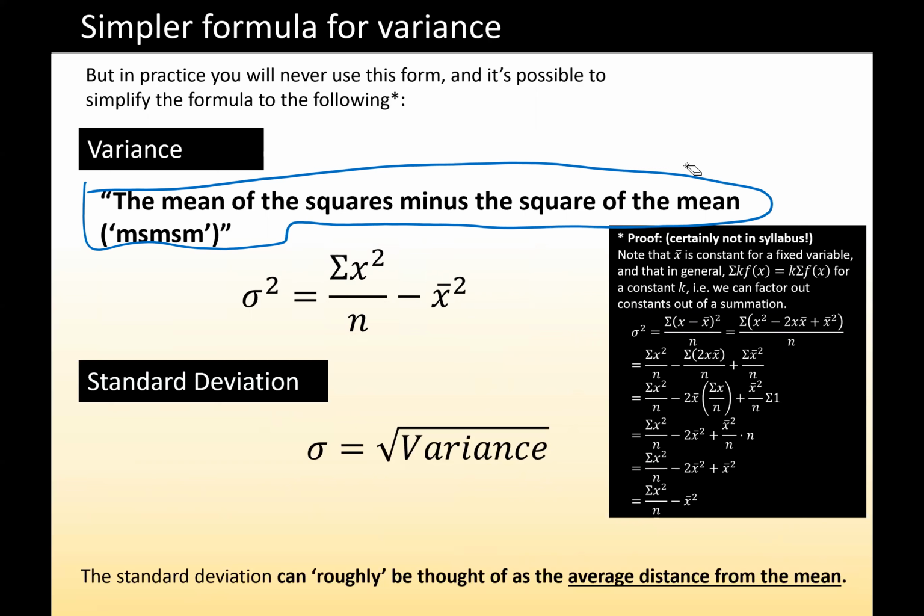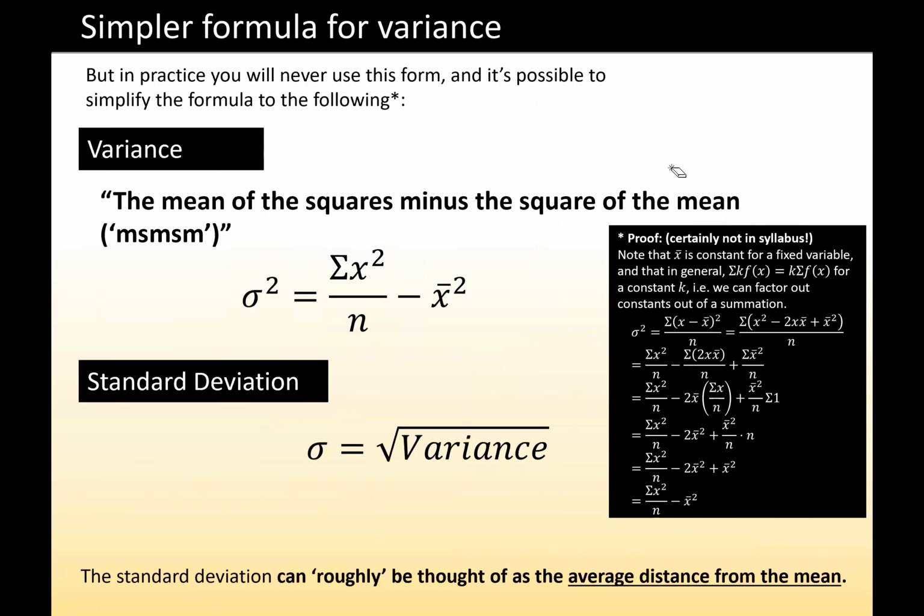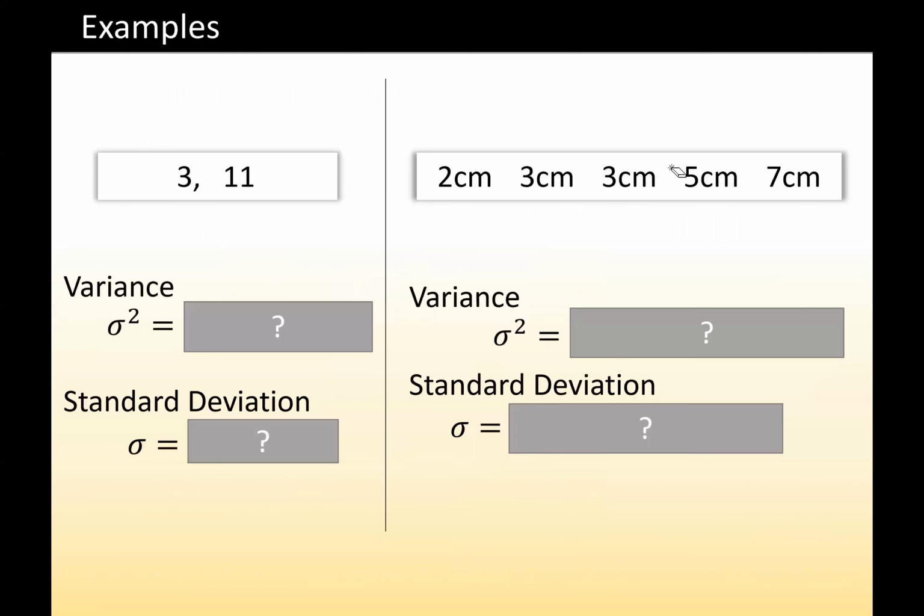Now, I did mention standard deviation as well. The standard deviation is the square root of the variance. That's why we use sigma squared for variance, because then standard deviation is just sigma. And we can roughly think of standard deviation as the average distance from the mean. But of course, that's not very exact. So let's have a look first of all at some examples, and then we'll have a look at interpreting it.